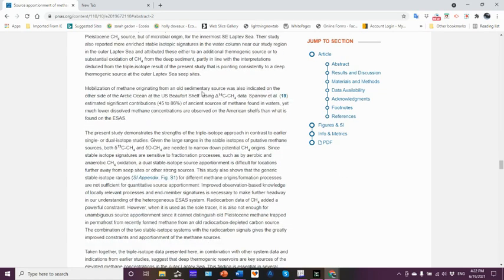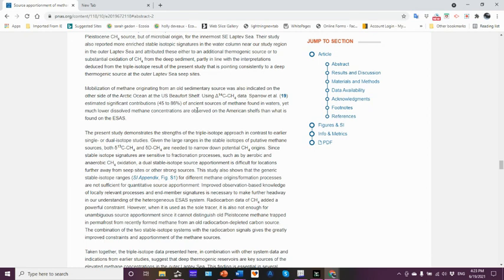Modification of methane originating from an old sedimentary source was also indicated on the other side of the Arctic Ocean, on the U.S. Beaufort Shelf, using Delta 14 carbon. Sparrow et al. estimated a significant contribution, 45 to 86%, of ancient sources of methane found in waters, yet much lower dissolved methane concentrations are observed on the American shelves than what is found on the ESAS.